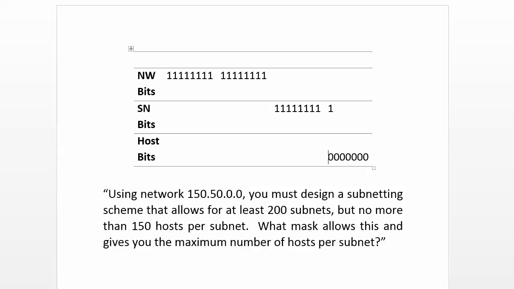Now you could look at it and say, well, I could borrow another host bit and it would still work because I'd have at least 200 subnets and no more than 150 hosts. But the question is also saying what mask allows this and gives you the maximum number of hosts per subnet. So that's tying you into one. It's saying, I want you to give me a mask that gives me at least 200 subnets, no more than 150 hosts on any of them, but still as many as I can get. So that's why you want to stop right there. So your mask is 255.255.255.128, and it's also /25.